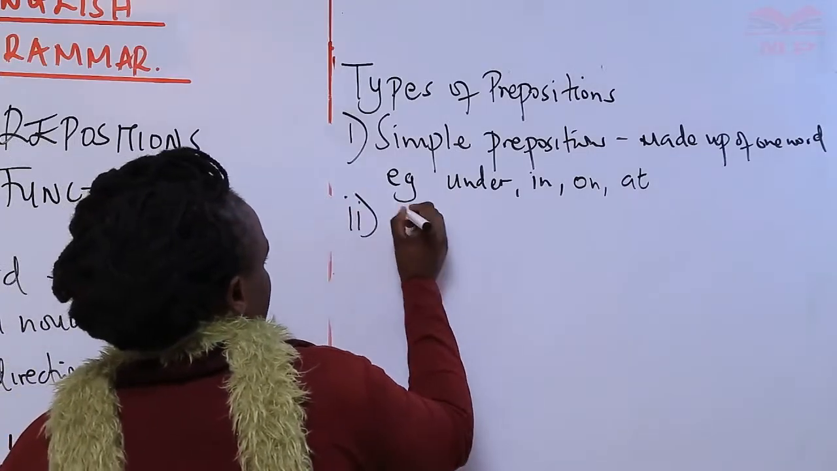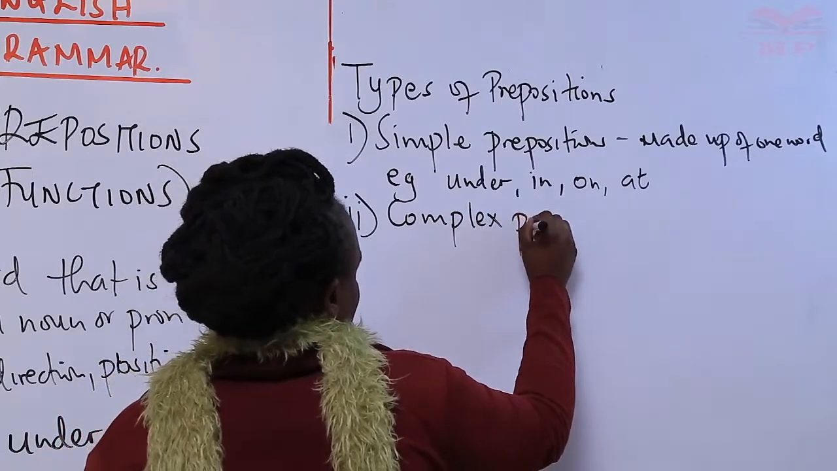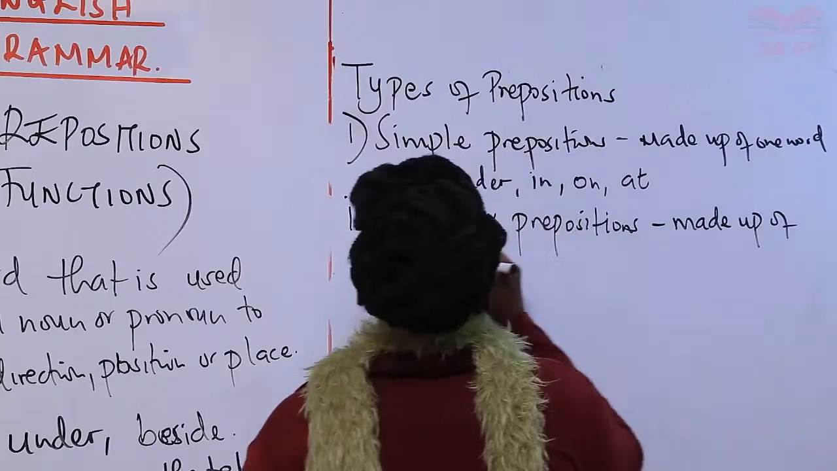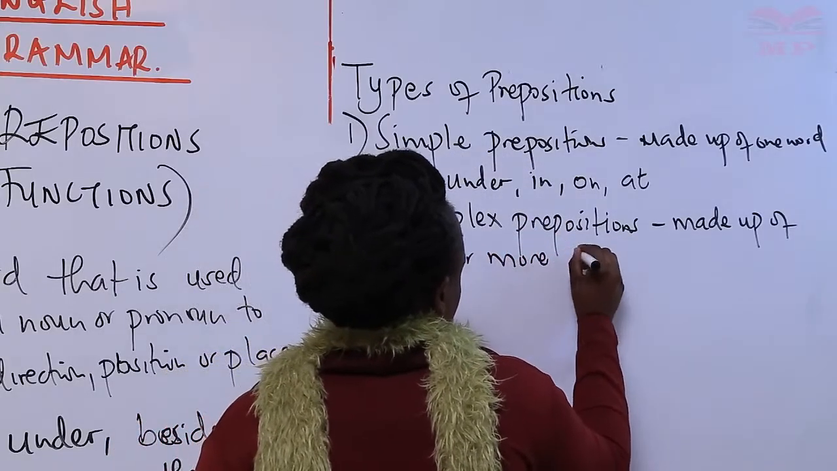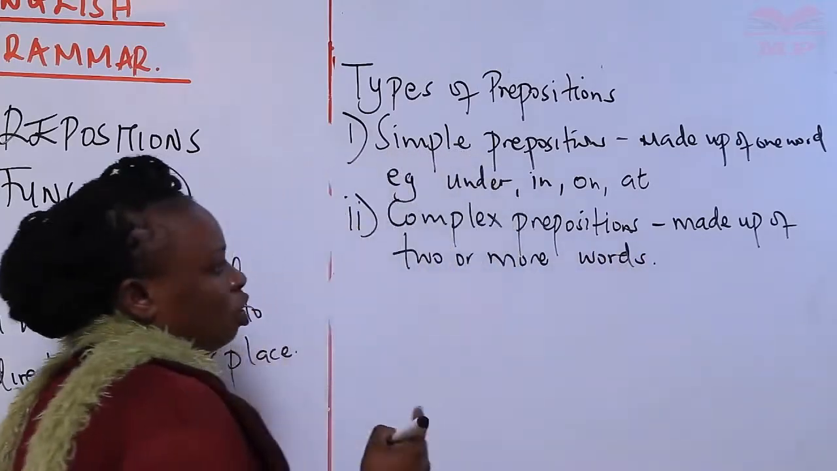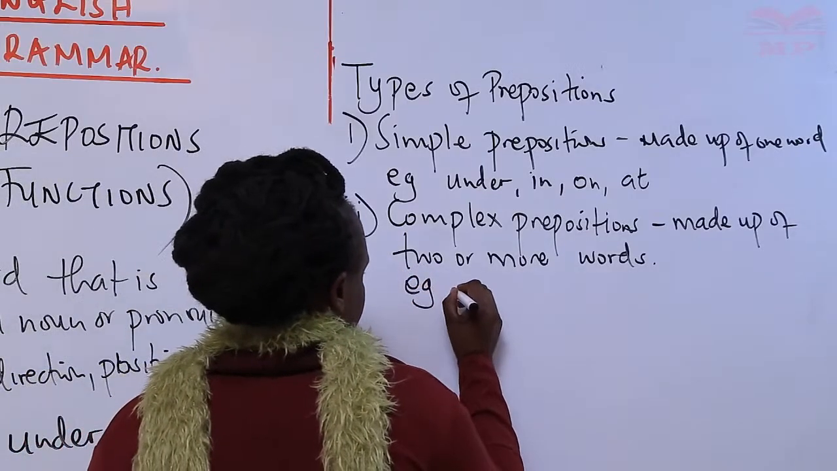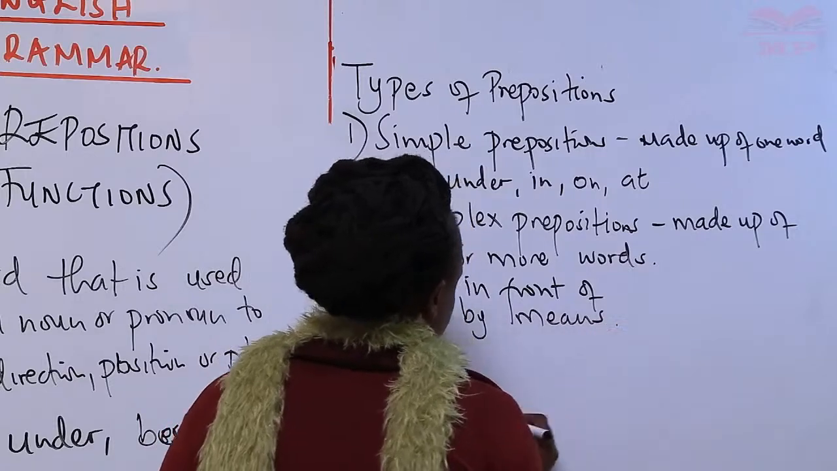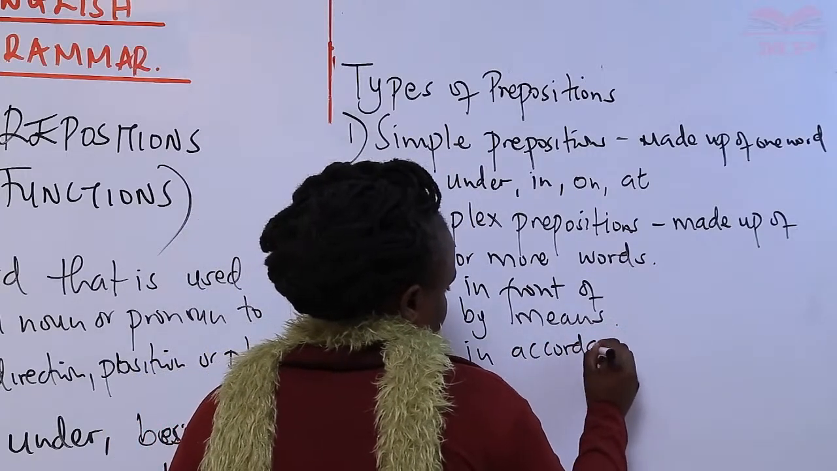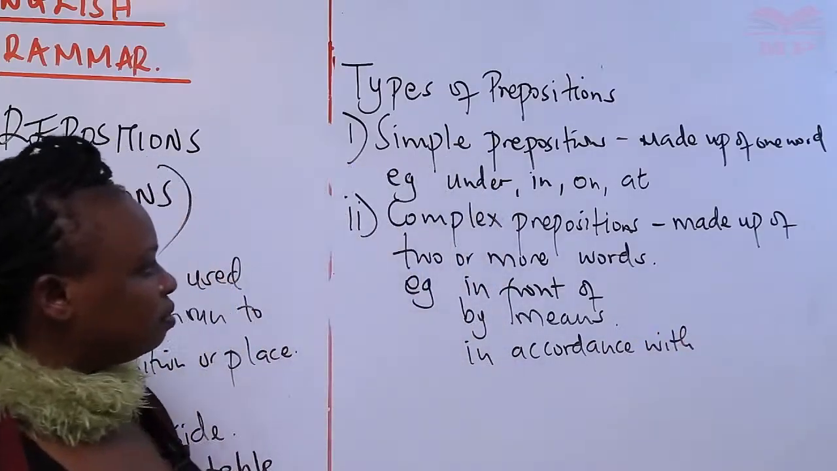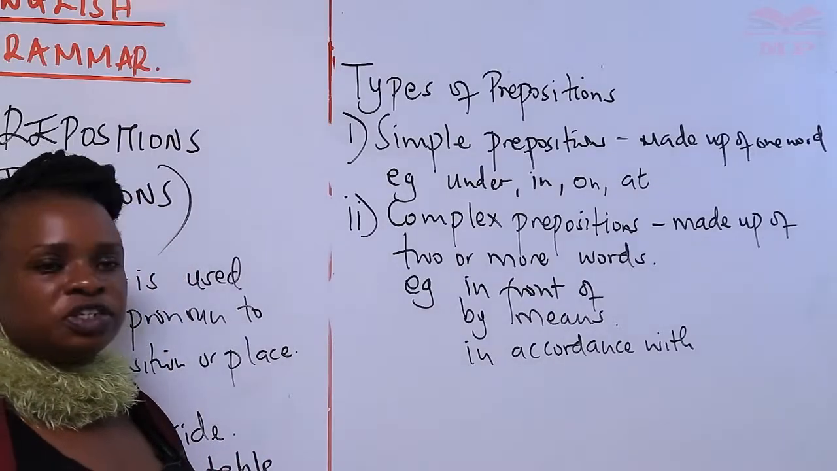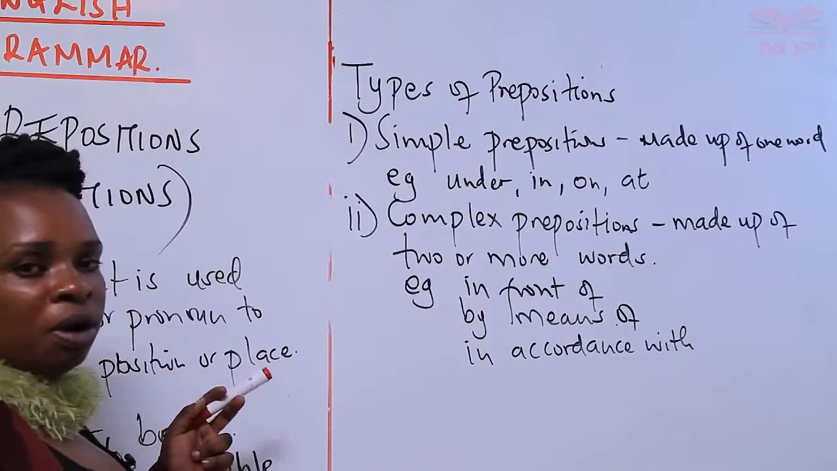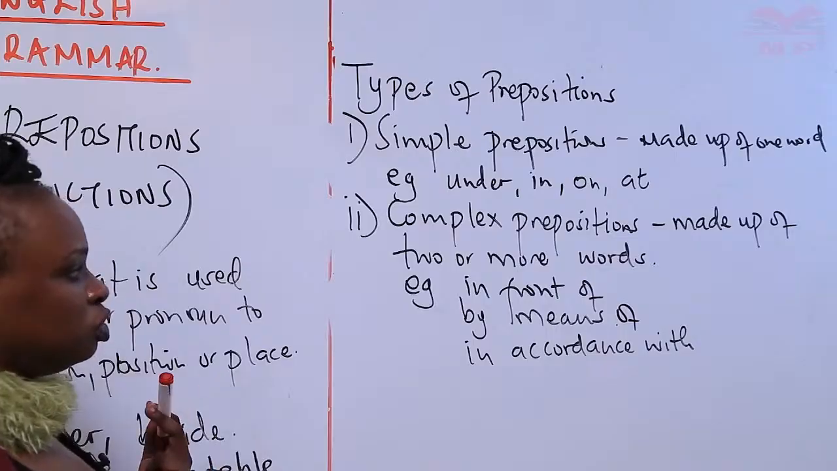Then we have number 2, complex prepositions. Complex prepositions are made up of 2 or more words, e.g., in front of, by means of, in accordance with, and many more that can occur within 2 or more words, but the function is to tell us where something is, or maybe position, or the means that something used.